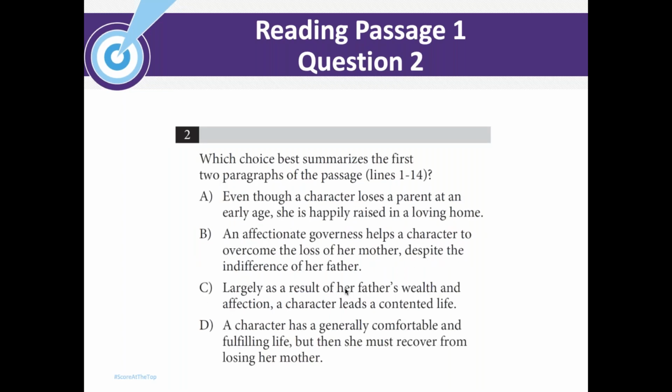All right, question 2. If I'm going to do my chunk reading, this is a great one to start because I just have to read lines 1 through 14 and then answer the question. Which choice best summarizes the first 2 paragraphs of the passage? This is going to be A. Even though a character loses a parent at an early age, she is happily raised in a loving home. And they talk about, in line 2, she's in a comfortable home and has a happy disposition. So number 2 is A.